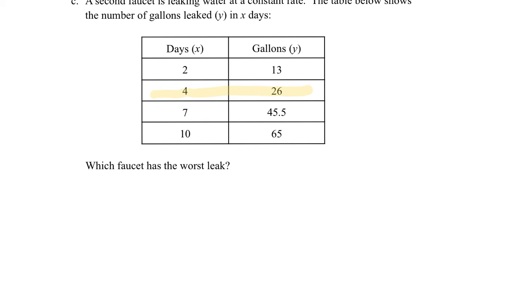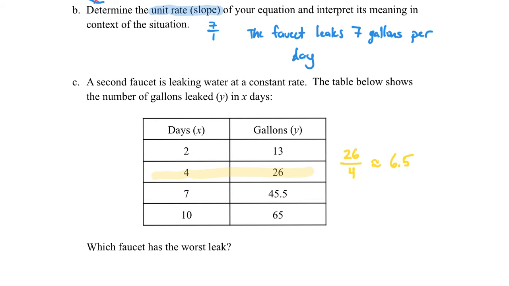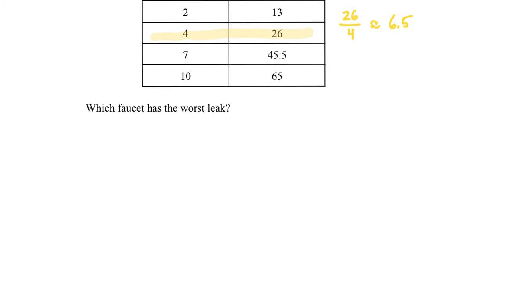Okay, so what does that mean? That means that this faucet is leaking 26 gallons in 4 days. Now, just like I was saying, in order to get the unit rate, we have to divide that. So if I divide 26 divided by 4, I get 6.5. So the first faucet is leaking 7 gallons per day. The second faucet is leaking 6.5 gallons per day. So that means that the first faucet has the worst leak.